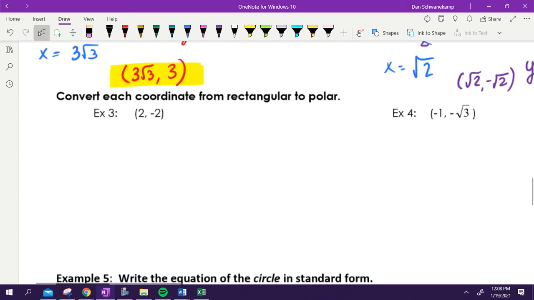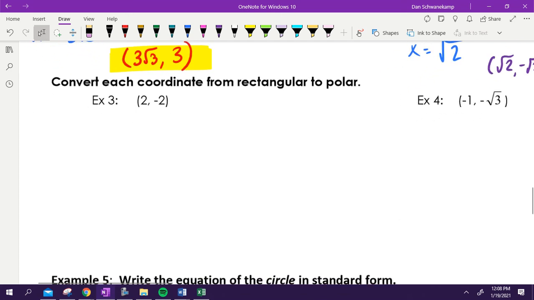Makes sense so far? Let's go to the next part. Now we're just doing it the other way. Now we're converting each coordinate from rectangular to polar. So this is rectangular. 2, negative 2 is rectangular. So what does this 2 and negative 2 represent? X and y. We're trying to get to polar. So I'm trying to get to r and theta.